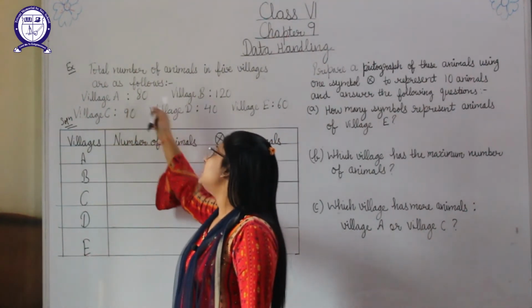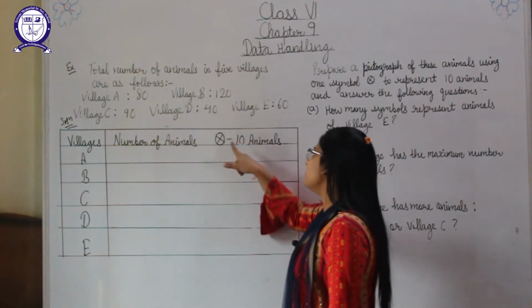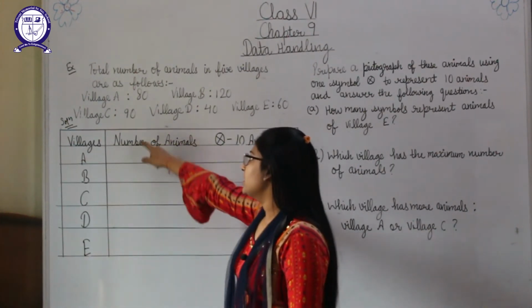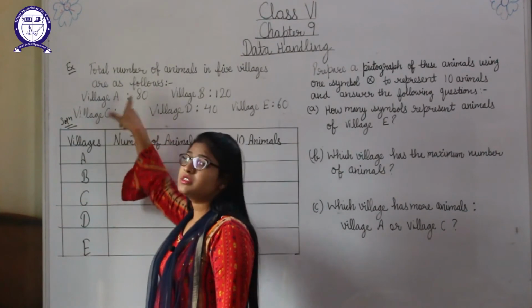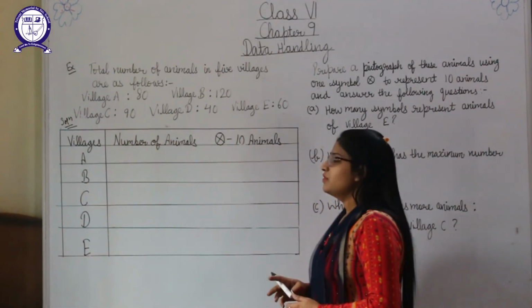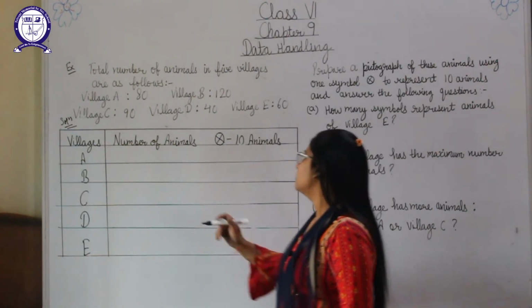Village A has 80 animals. So students, this one symbol will be used for 10 animals, and here are 80 animals in village A. So how many of these symbols will we make? We will make 8 symbols, right?